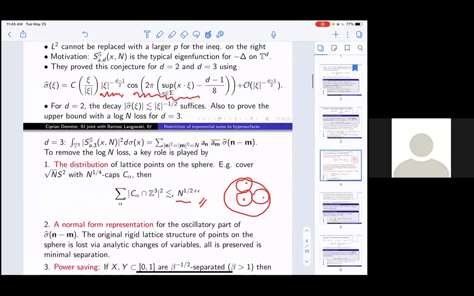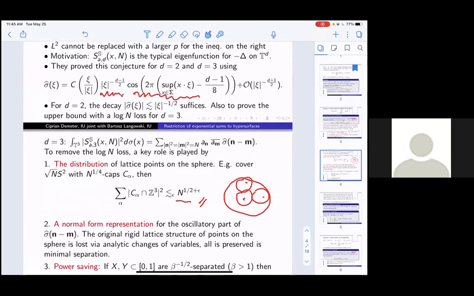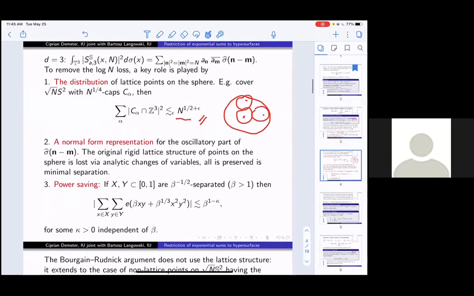So let me go back to the previous slide, if you can see it. Here at the bottom, you have the cosine part, which accounts for some rather critical oscillations. And those oscillations are quantified in a slightly better way by doing certain analytic changes of variables.